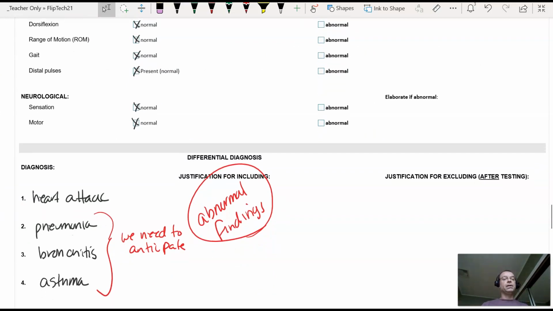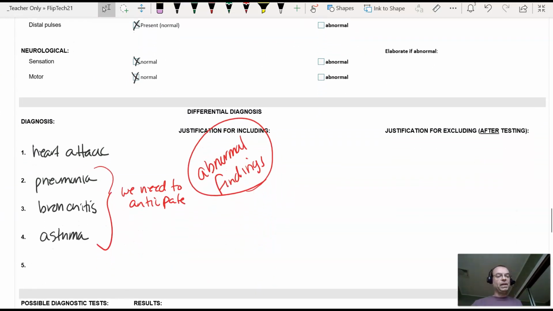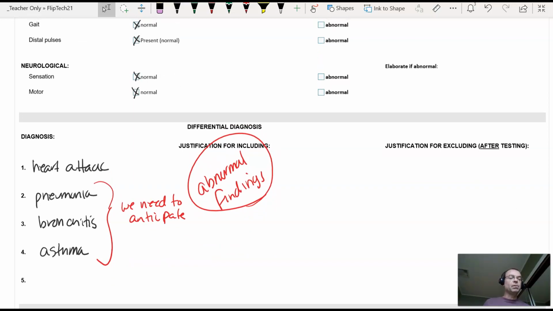Okay, so now to anticipate the differential diagnoses the kids might come up with, we think, okay, heart attack, pneumonia, bronchitis, asthma. So we need to anticipate a couple of those. Some of those might come out from left field. That's okay, we'll work with those. But here's the thing. In order to get the kids to come up with these differential diagnoses, I have them go back and I have them circle anything abnormal in the findings. So let's do that together here.